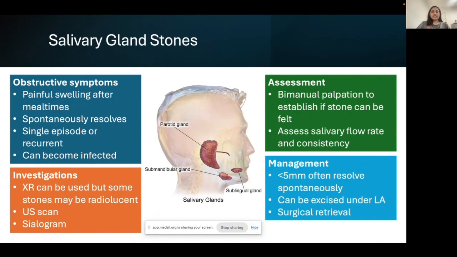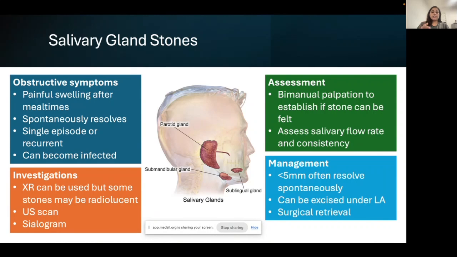So in terms of investigations for stones, you can use a plain film x-ray, so either an x-ray of the jaw or the face. However, it's important to remember that some of these stones are radiolucent, similar to kidney stones, and you might not see them. The gold standard is to do an ultrasound scan, which looks at the gland itself, and it can also see if there's any duct dilatation, so if there's an issue with the stone.